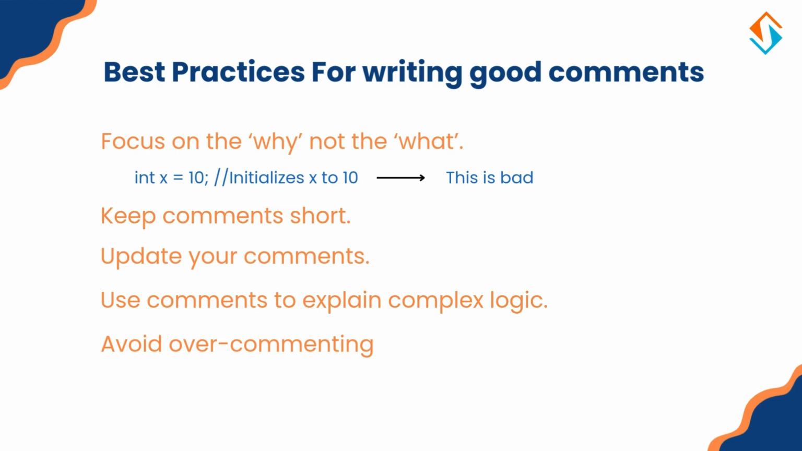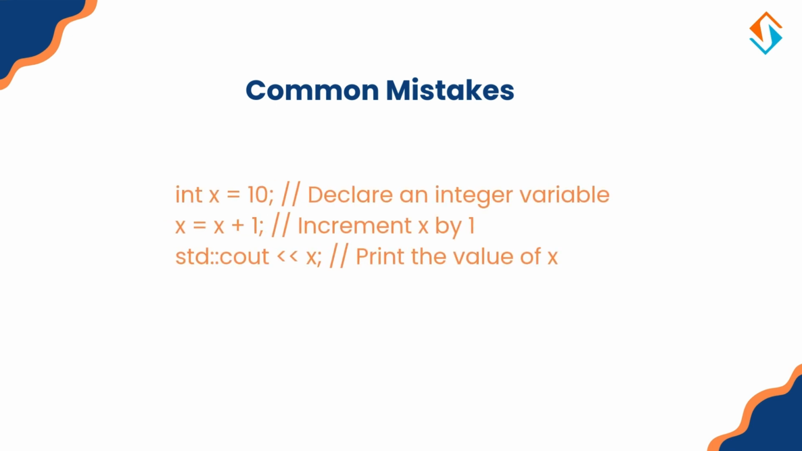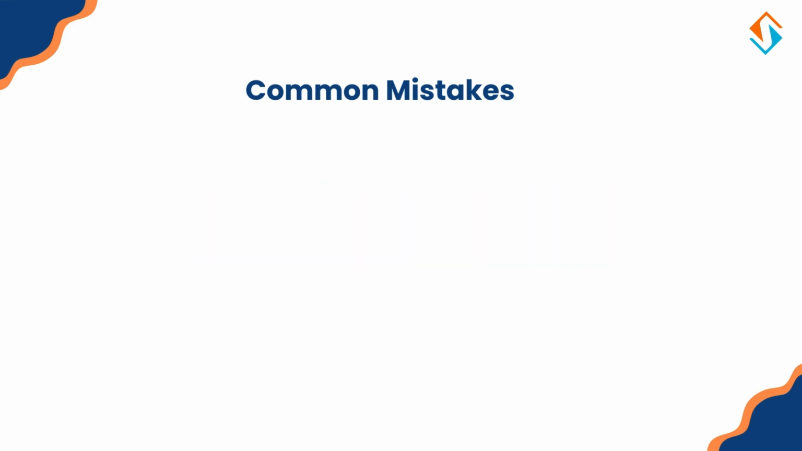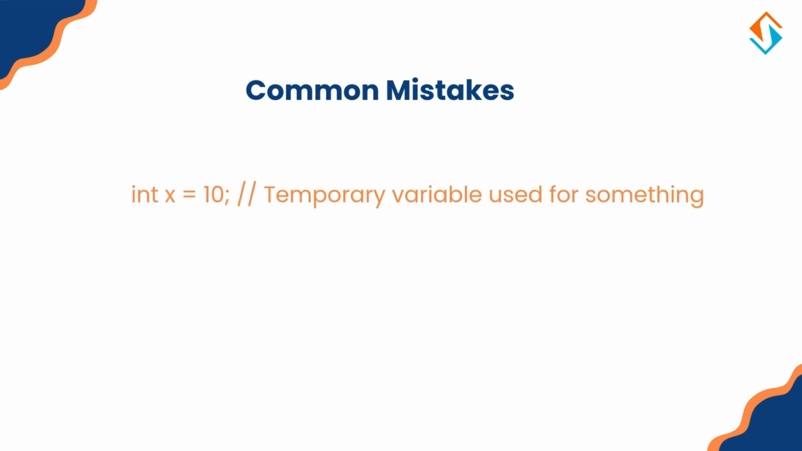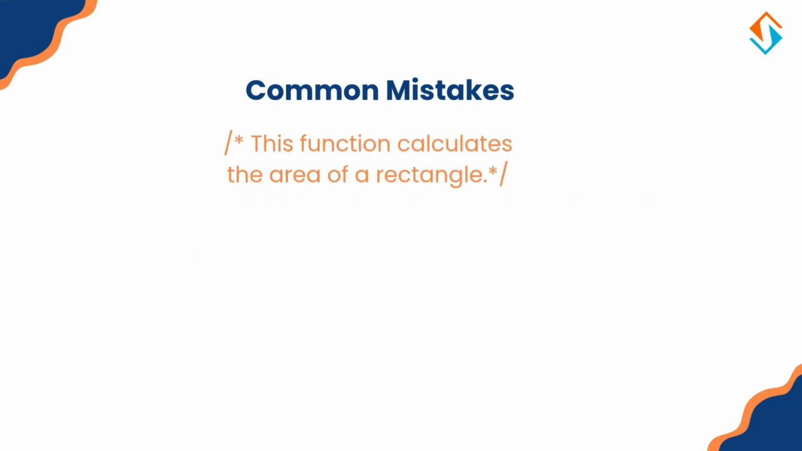Now let's look at some common mistakes people make with comments and how to avoid them. First, too many comments. Don't do this. The code is already self-explanatory. Second, outdated comments. This is misleading. If you update your code, make sure to update the comments too. Third, commenting instead of refactoring. Instead of commenting this, give the variable a meaningful name. Fourth, overusing multi-line comments for short notes. Don't use multi-line comments for things that could be explained in one line.